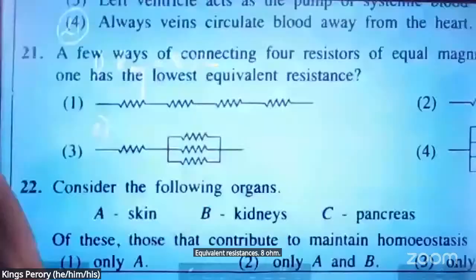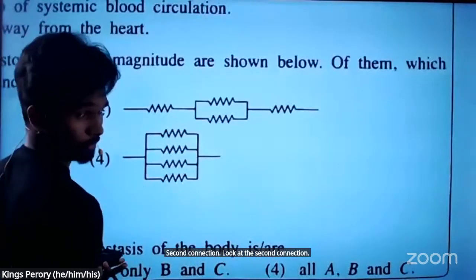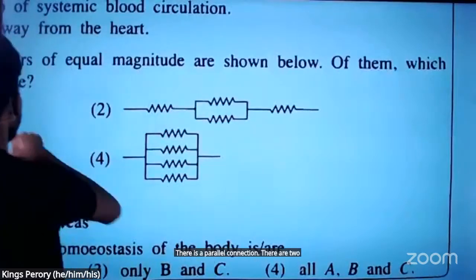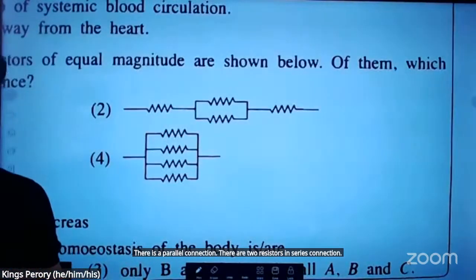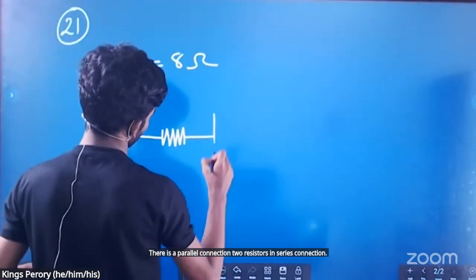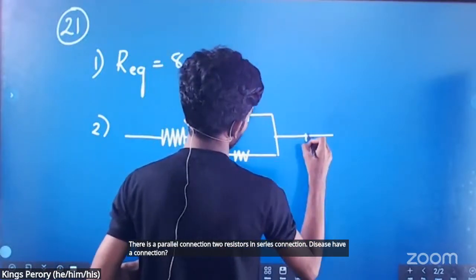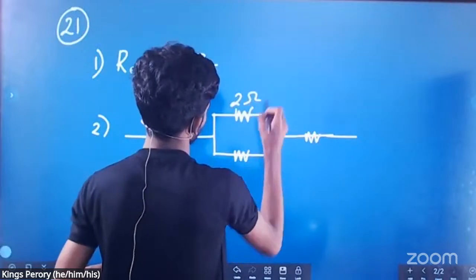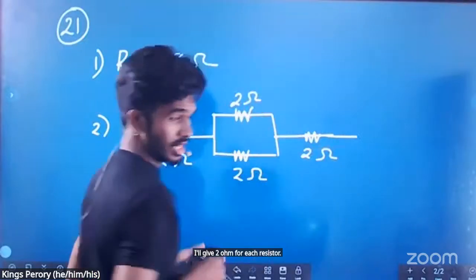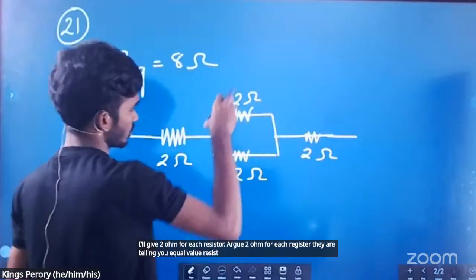Second connection. Look at the second connection. There is a parallel connection, and two resistors in series connection. This is our connection. I'll give 2 ohm for each resistor, since they are telling us equal value resistors are connected. So each one is 2 ohm.